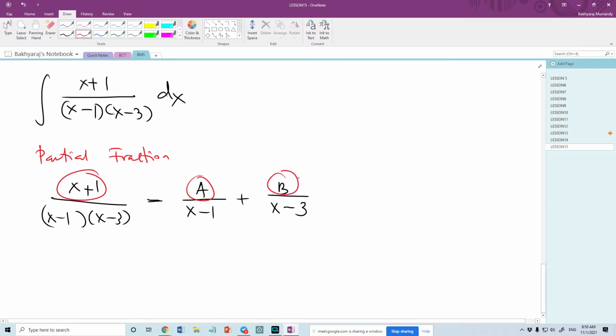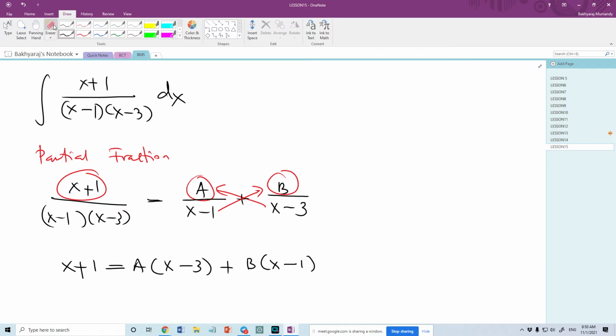So we go for this. Kita kena ambil A, kita kena ambil B. So kita kena darab silang. Ini darab dengan ni, ini darab dengan ni. Okay, so I get what? I'll get x plus 1 equal A times (x minus 3) plus B times (x minus 1). Mesti kena dapat ni dulu, because this is the form that will derive to the answer. Ni yang kita kena follow. So x plus 1 equal A times (x minus 3) plus B times (x minus 1).